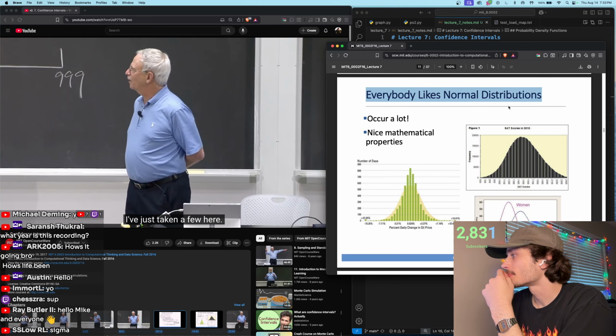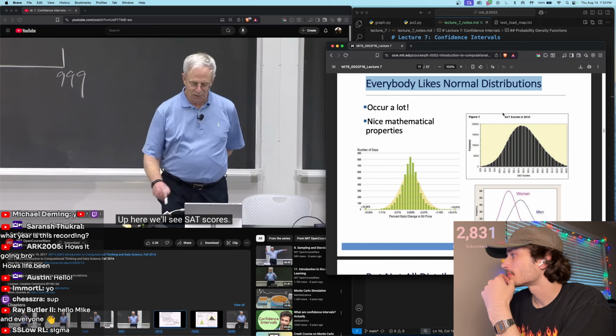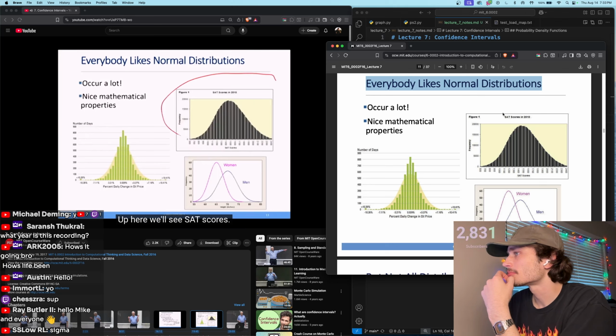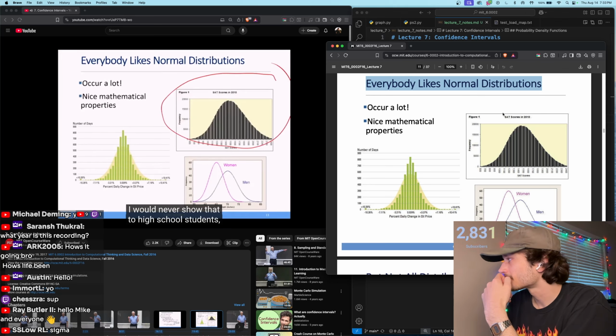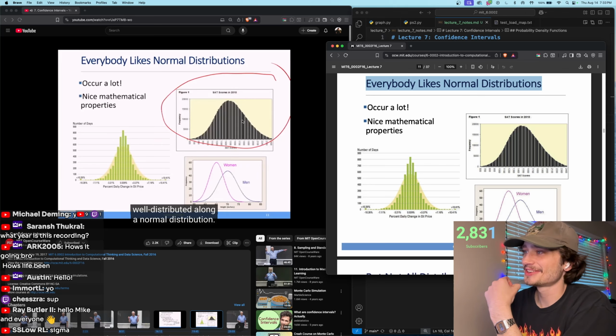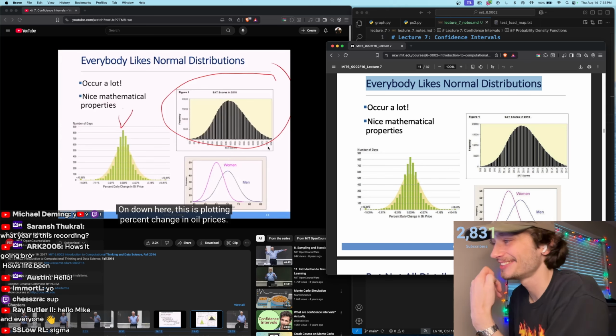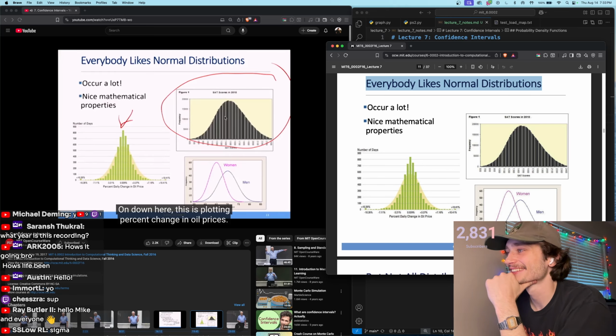I've just taken a few here. Up here, we'll see SAT scores. I would never show that to high school students, or GREs to you guys. But you can see that they're amazingly well-distributed, looking at these SAT scores, a normal distribution. MIT students are up here. Plotting right now, change in oil prices.